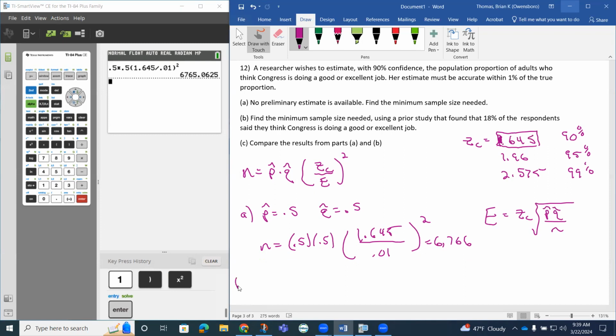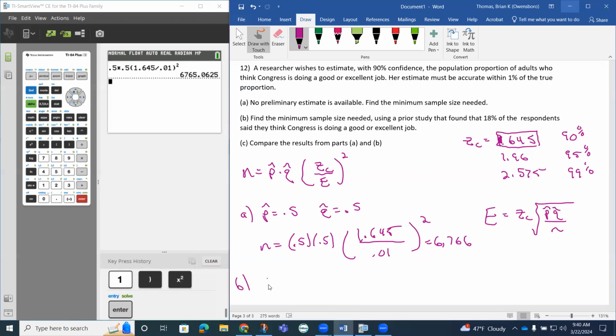Now, part B says find the minimal sample size needed if you used a prior study that found that 18% of the respondents said they think Congress is doing a good or an excellent job. Yeah, it seems like nobody ever really thinks Congress is doing a good job. We seem to be always pessimistic about who's in office, it seems like.